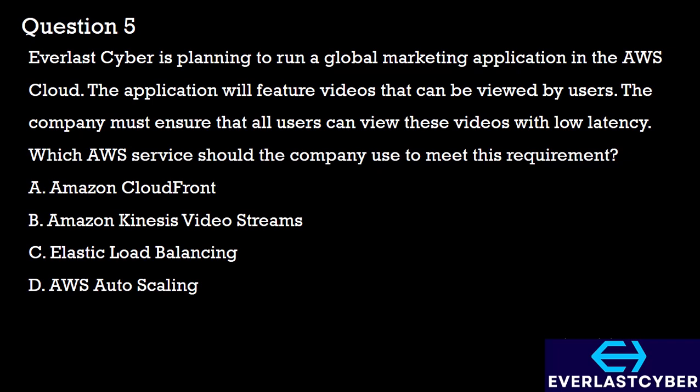Amazon CloudFront is a global content delivery network service that securely delivers data, videos, and other assets to users with low latency, and it does this by caching content at edge locations around the world. Amazon Kinesis Video Streams is used to stream and analyze video data in real time, but it is not designed to deliver static or pre-recorded video content to global users. So this will only be used when the video will be streamed in real time.